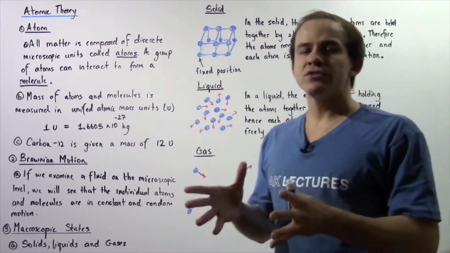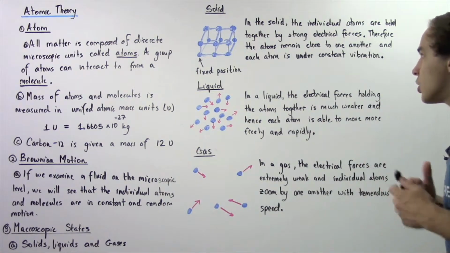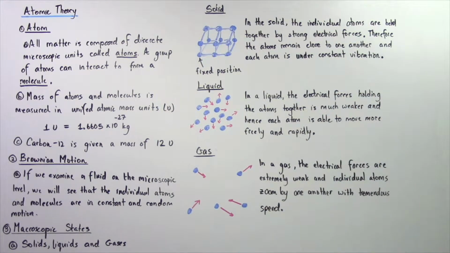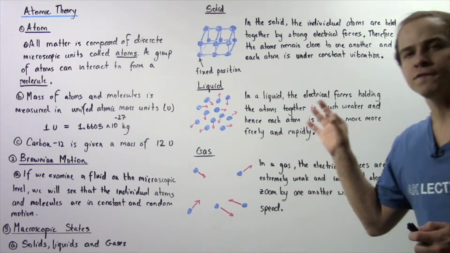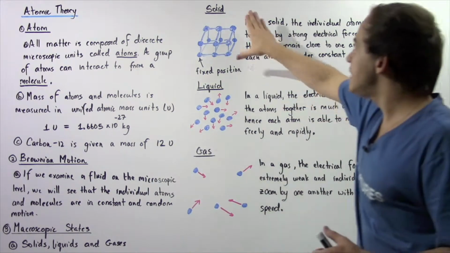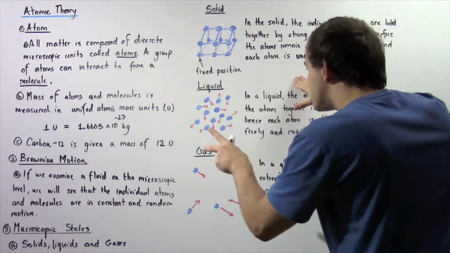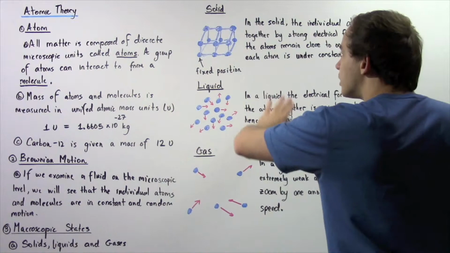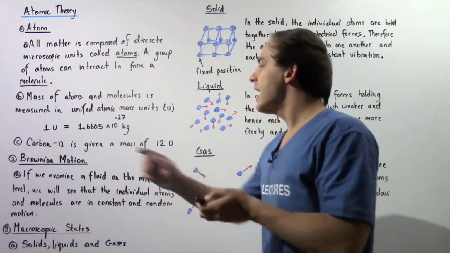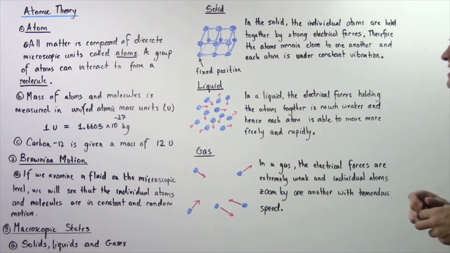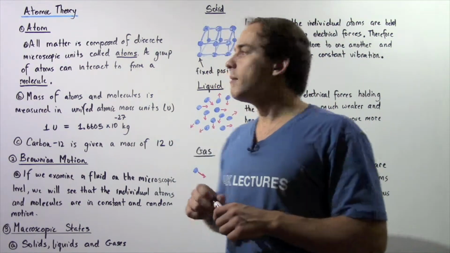In a liquid, the electrical forces that are holding the atoms and molecules together are weaker than the electrical forces in the solid. And that means each atom and molecule is able to move about more freely and rapidly. So if we look at the solid, our atoms and molecules are fixed in relatively stable positions. But because of the weaker electrical forces in the liquids, these atoms and molecules are able to move about in Brownian motion.